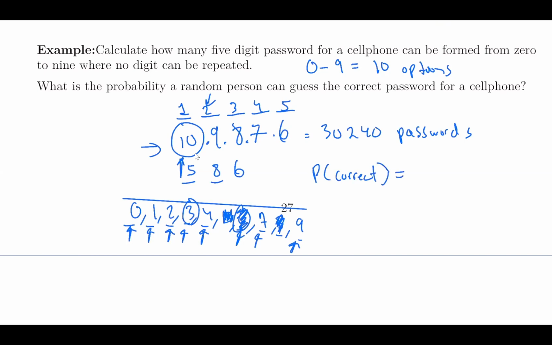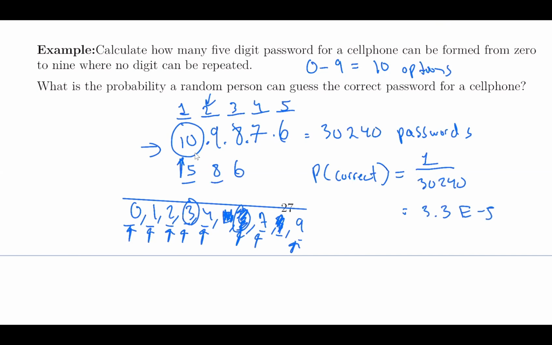So if you want to find the probability that somebody could guess your password, how many correct passwords are there out of the 30,240 passwords? There's only one. So 1 divided by 30,240. Let's see what that gives us. If you do it on your calculator, you get 3.3 e negative 5.